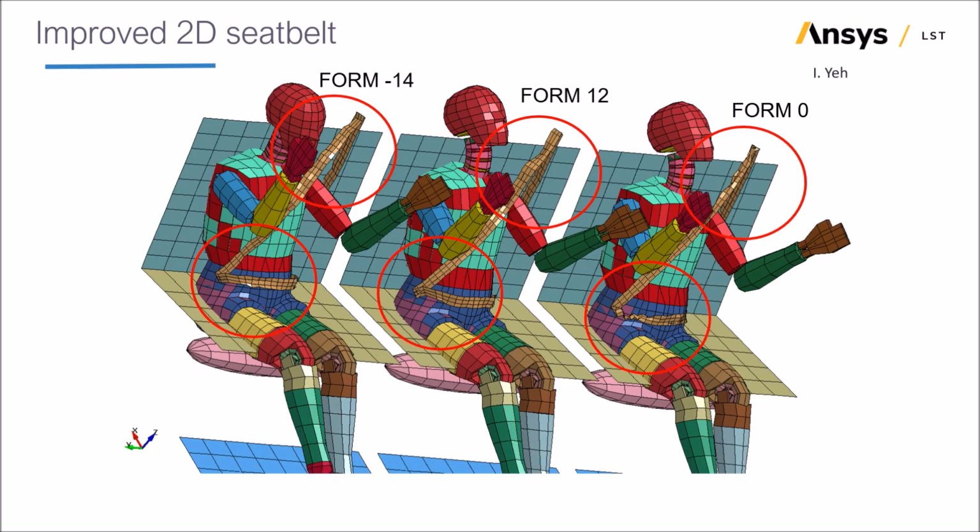These three models compare the different settings of form. On the right is the old setting. Look at the lap belt and the section between the shoulder and the D-loop. On the left is the newest setting, which shows a great improvement.